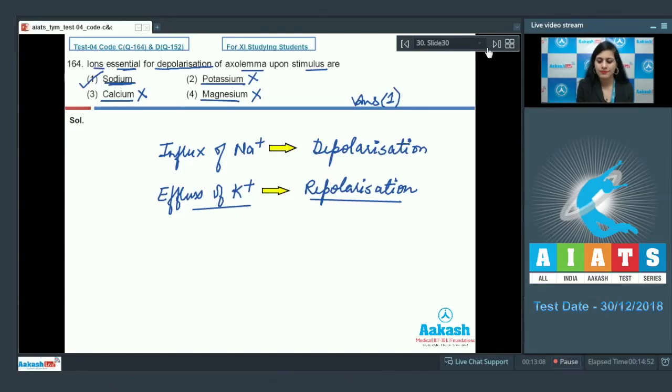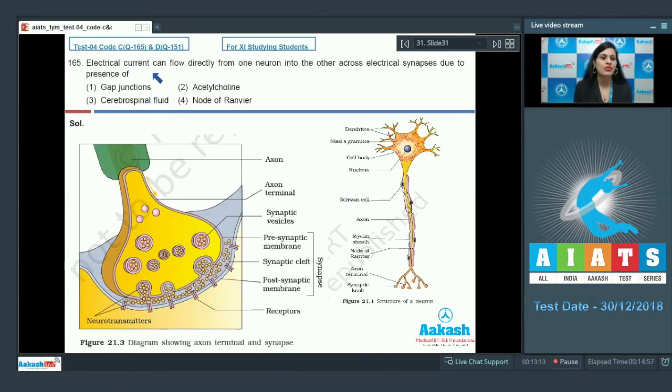Let's discuss our next question. Question number 165. Electrical current can flow directly from one neuron into the other across electrical synapses due to presence of. So we are concerned about electrical synapse. The very first option given is gap junctions, and this is the correct answer to our question, because it is through these gap junctions that electrical current flows from one neuron to the other across electrical synapses. These communication channels called gap junctions are present in electrical synapses, where the size of the synaptic cleft is smaller in comparison to chemical synapses. Let's discuss other options also.